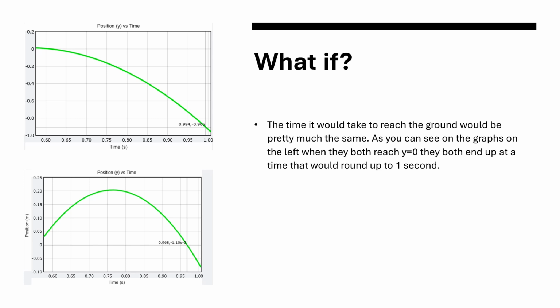So I made them all over here for if the ball was to go straight up and straight back down. And as you can see with the values that are highlighted there, they both round to 1 second. So it would be the same time if it was thrown directly up with the same initial velocity.